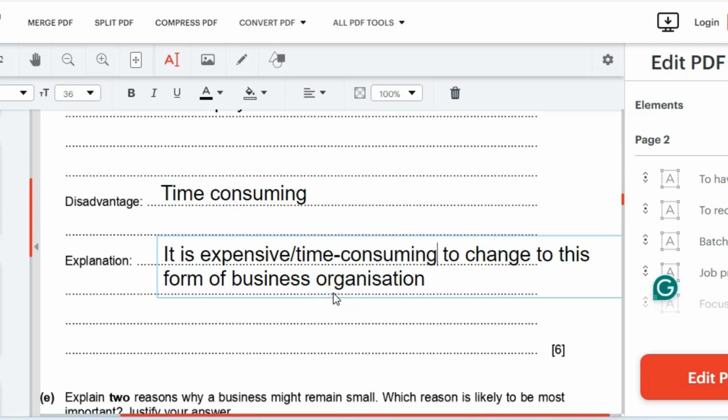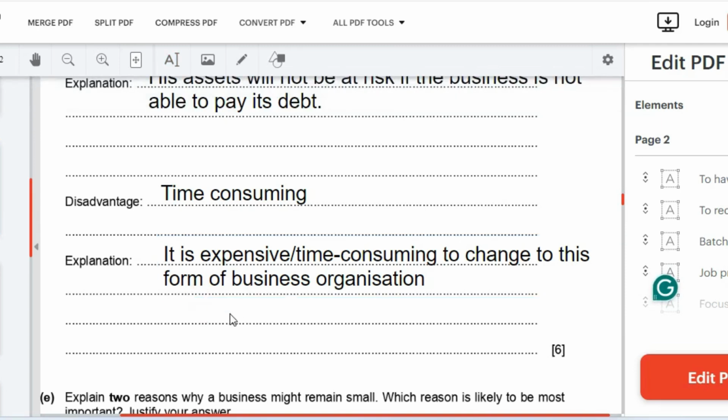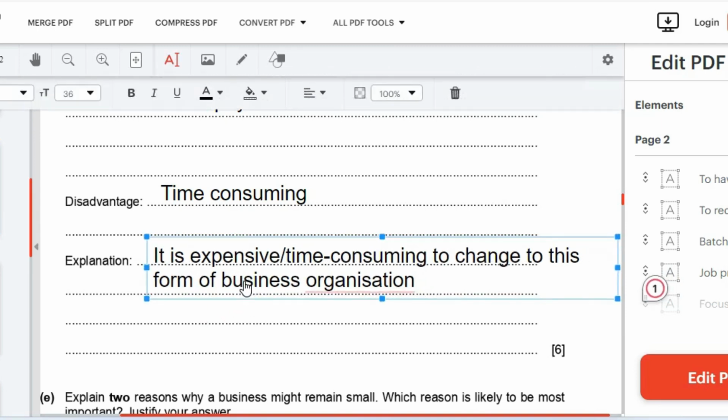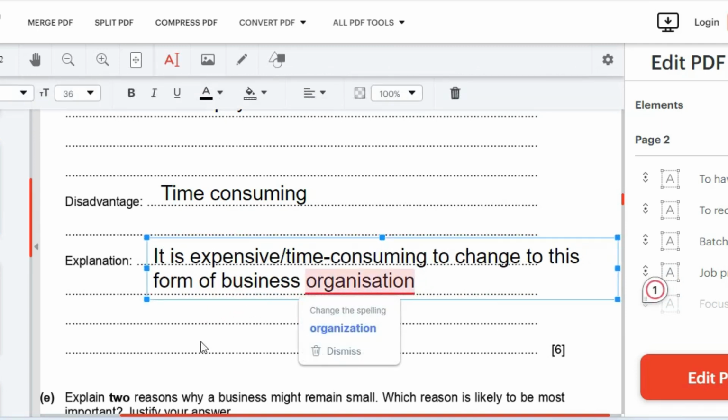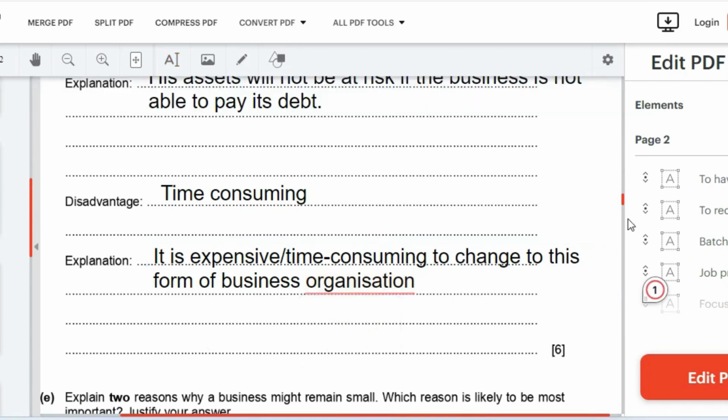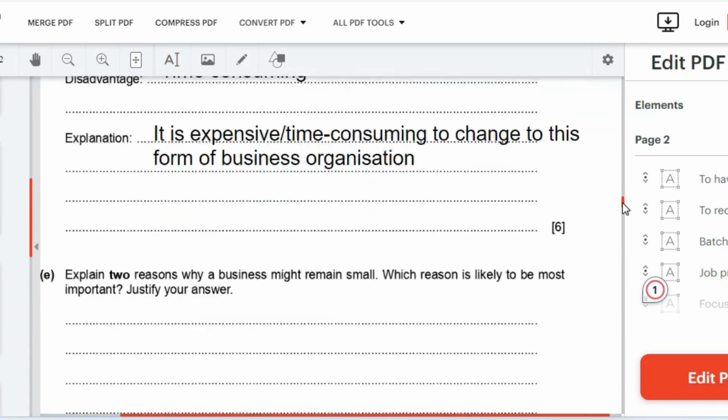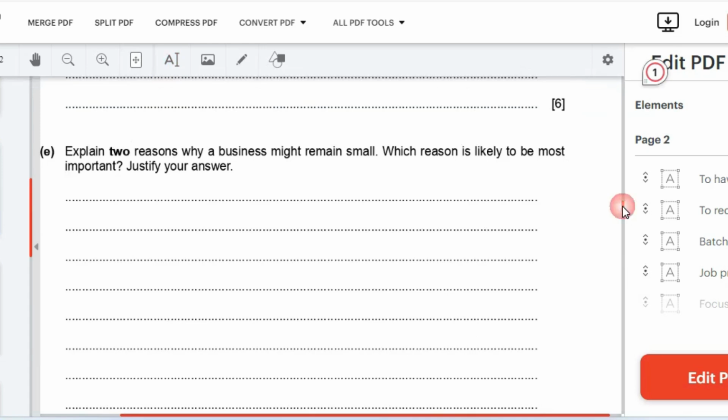Yes, time consuming for the business organization. Now let us move on before we go to the next question. Now we move to question 2E. Explain 2 reasons why business might remain small and which reason is likely to be most important. You have to justify your answer.